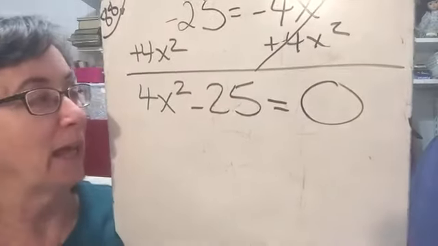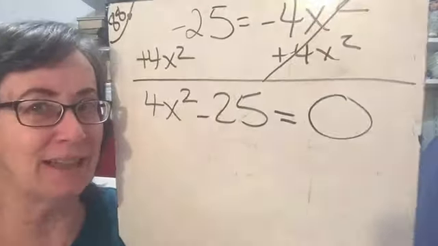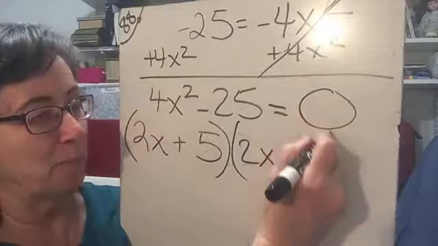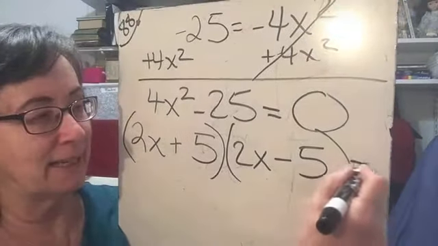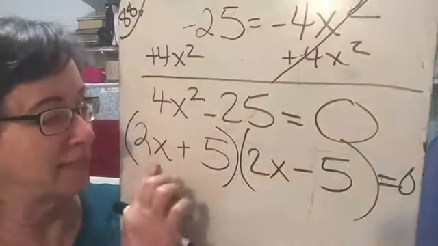So whenever we have a difference of two squares, it factors into conjugates. And conjugates mean I take the square root of this one, which is 2x. I take the square root of this one, which is 5. And I put a plus. And then on the other side, I put the same numbers, but I put a minus. Those are conjugates. They are the same terms, but opposite signs.